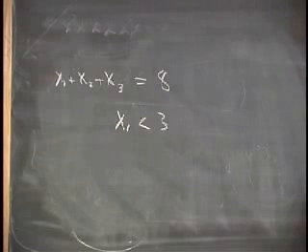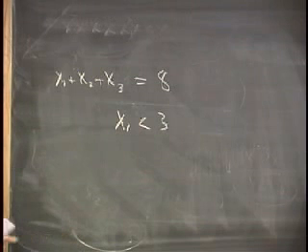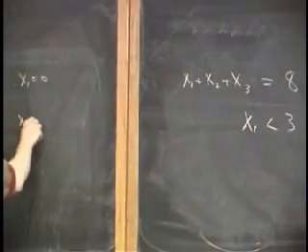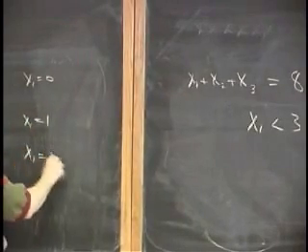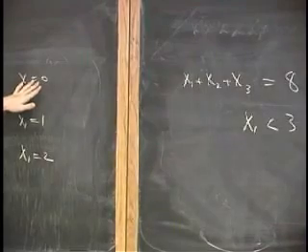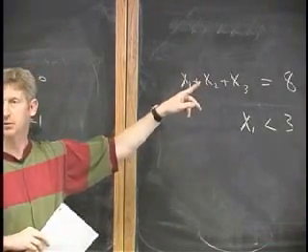It's very hard to count directly how many ways there are to find values for x1, x2, and x3 which equal 8 when x1 has to have less than 3. Here's one way to do it. We can just divide it up into cases. If x1 is less than 3, then x1 could be 0, x1 could be 1, and x1 could be 2. Well, if x1 is 0, then we have a problem of 2 variables equaling 8. And you can do that.